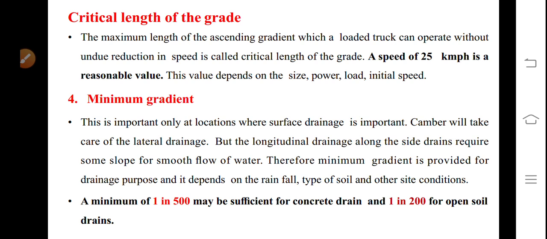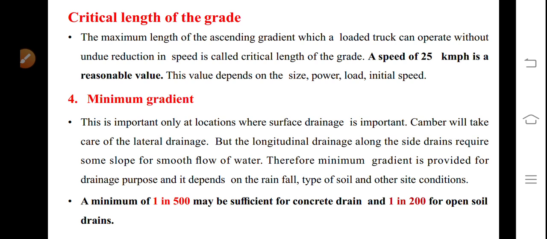In that case, what happens? If you imagine you are going for 1000 meters, that means 1 kilometer. Even if the slope is very less, by the time you reach 1 kilometer, there will be too much depression at the end of the first kilometer. This is practically unsafe.